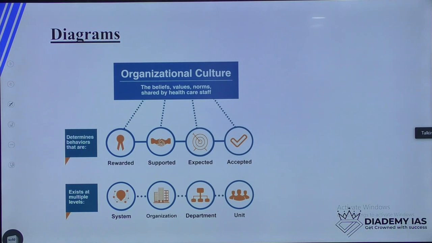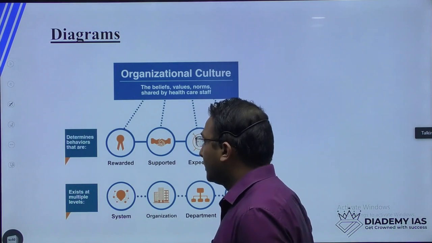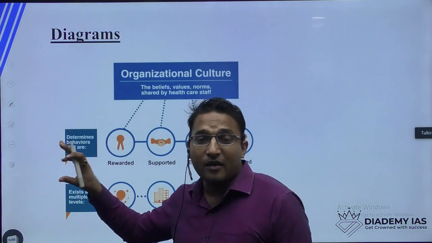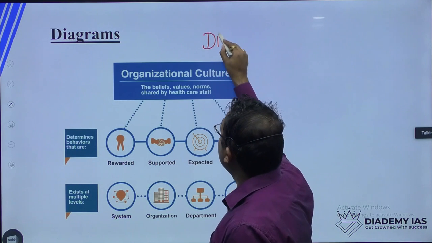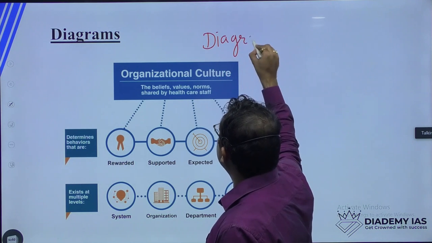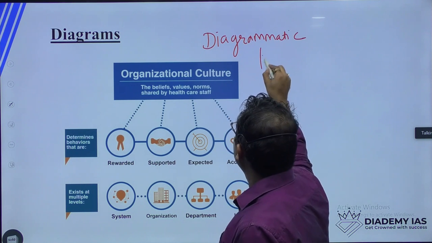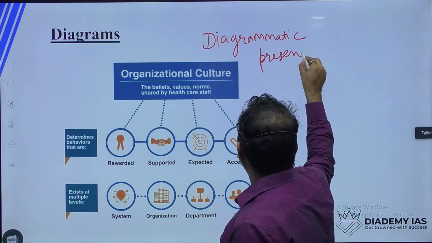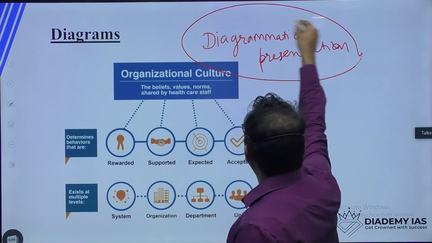So practice making handmade diagrams like this yourself. Like we can define the organizational culture. We can define the organizational culture like this. This is a diagrammatic definition. I call it a diagrammatic definition. Try to practice, make this by your hand only. Diagrammatic presentation. Right?